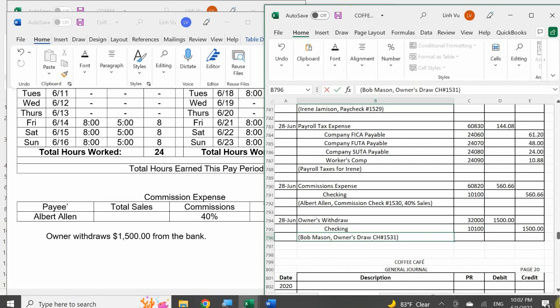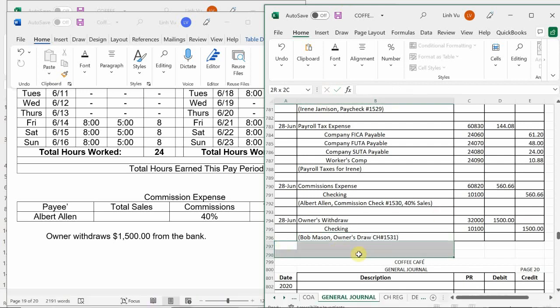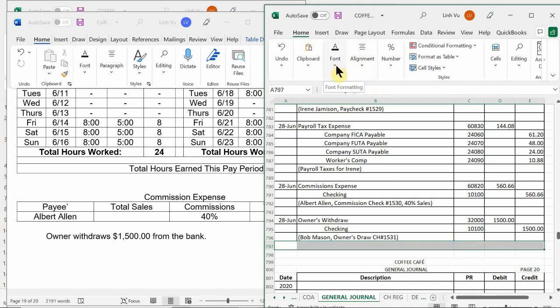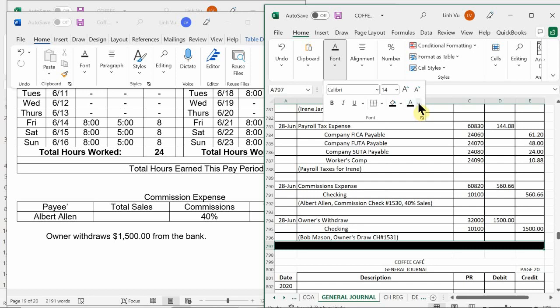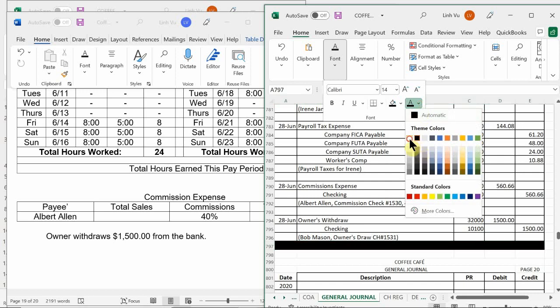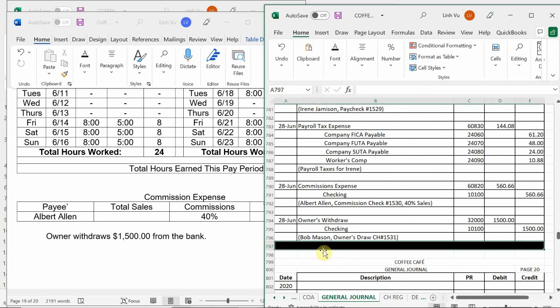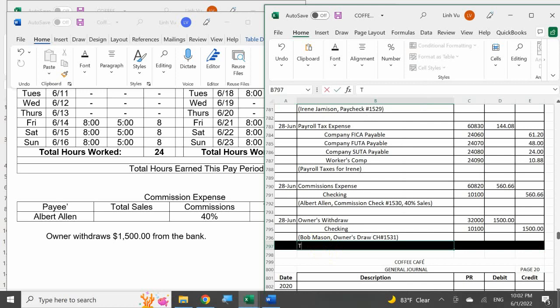So now, yes, you can draw a line almost anywhere here since it's the end of this transaction. I'm going to go ahead and just draw my line here, so that no other transaction is going to be able to fall in here. Okay? And this is going to be where I begin my trial balance for week 4.